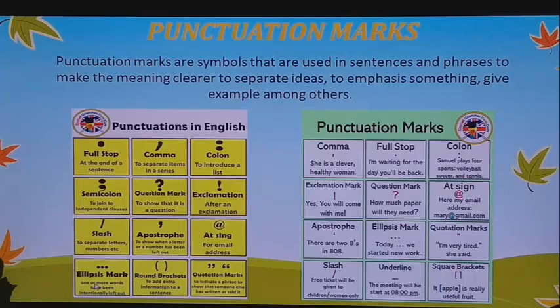Ellipsis mark, one or more words have been intentionally left out.